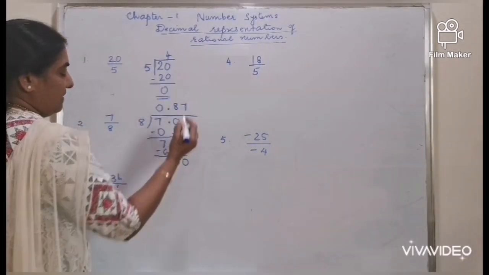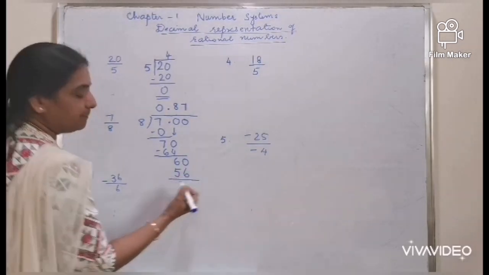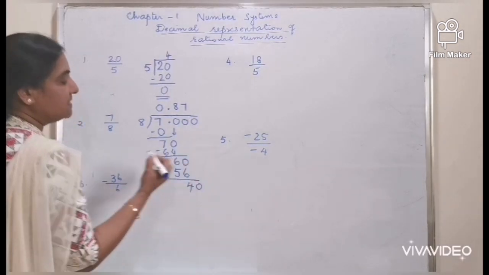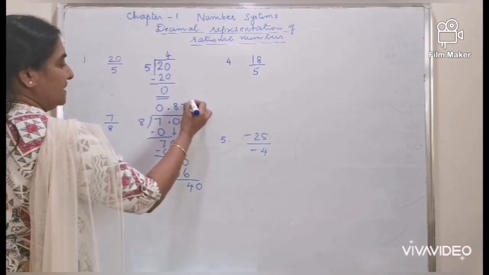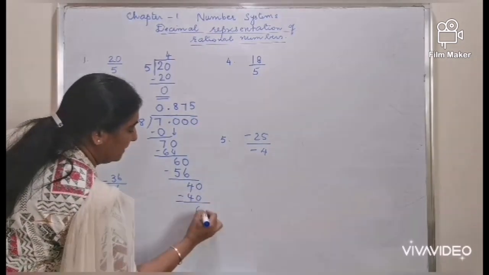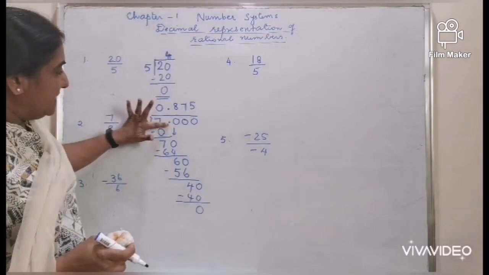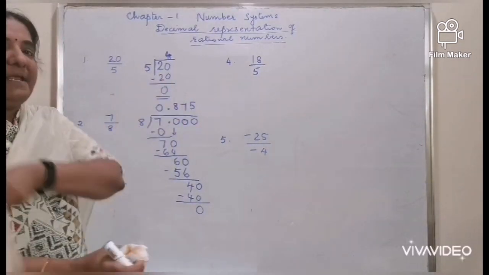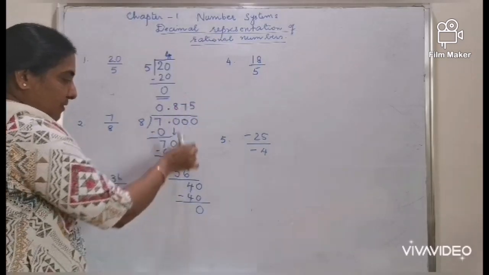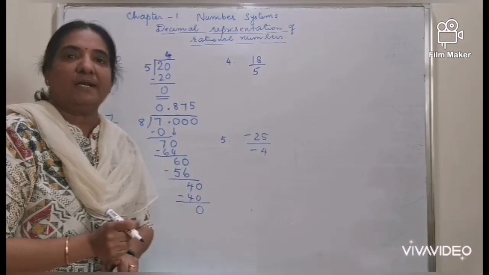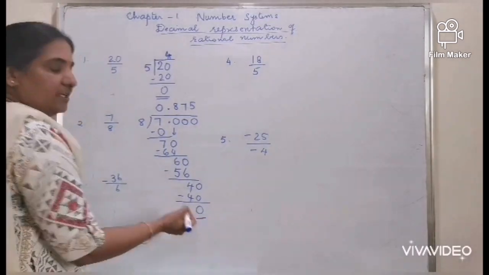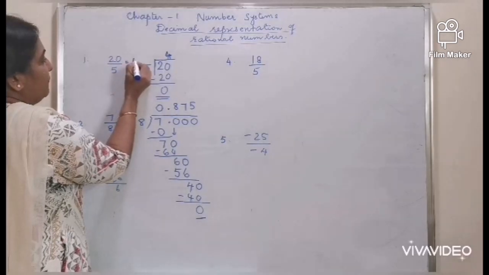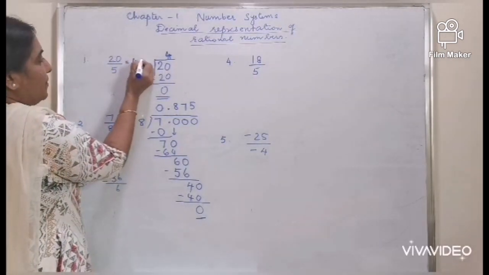8 7s are 56. You are subtracting, 4. Again bringing 0. 8 5s are 40. Here you can see the decimal will have a proper place. Each decimal will be placed in such a way that when you do an actual division, you will understand whether the division is completed or not. So 20 by 5, the quotient is 4, or can be written as 4.0.